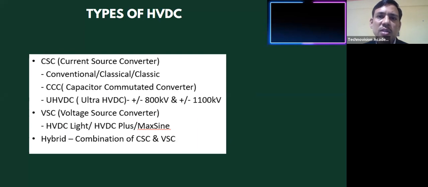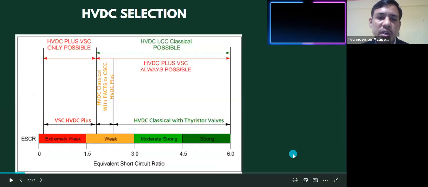Another thought is, can we utilize the benefits of the current source converter as well as the voltage source converter jointly? That's the beginning of the era of hybrid HVDC. Suppose one end is a current source converter and the other end is a voltage source converter. There are many benefits with this combination, and such schemes are already developed and in service.